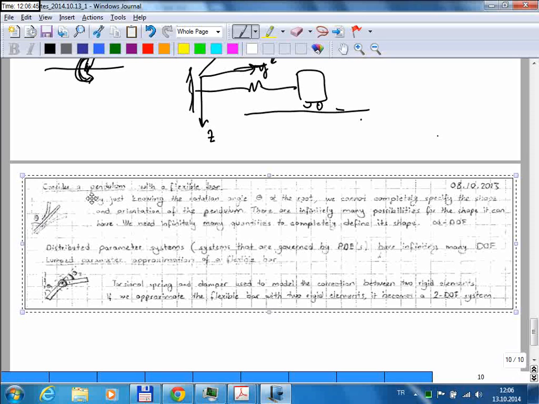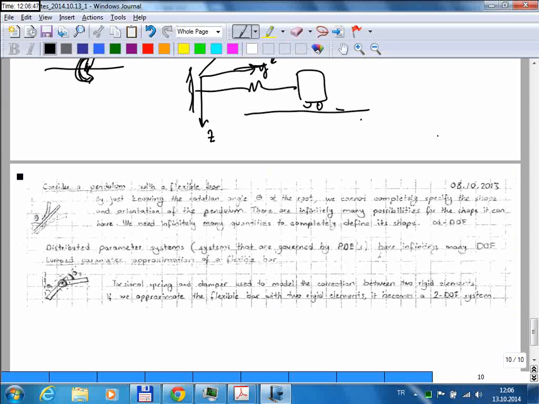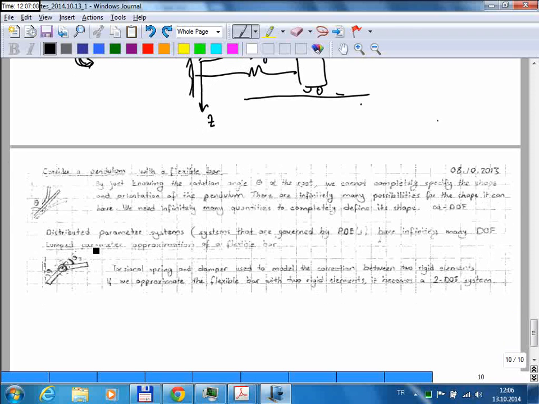So since it is a flexible structure, there is a distributed parameter system. And again, to study the exact motion, you need to consider a system with infinite degrees of freedom. But what we can do is approximate it with a lumped parameter model. So instead of the flexible bar, we can divide it into 2 parts, for example. And now we can consider these 2 are rigid bars. Okay, so this is rigid, and this is rigid.